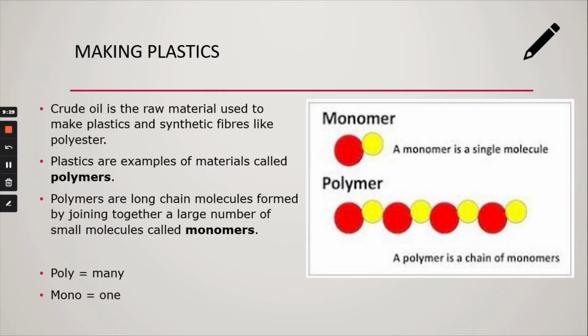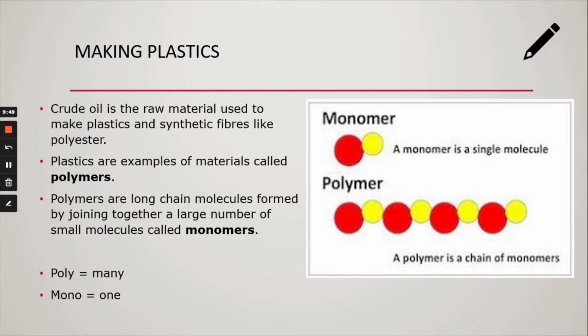So plastics are examples of materials called polymers, and polymers are long chain molecules formed by joining together a large number of small molecules called monomers. So you can see the picture on the right hand side. Mono means one, and a monomer is a single molecule. The mer part means part, so monomer is like one part.